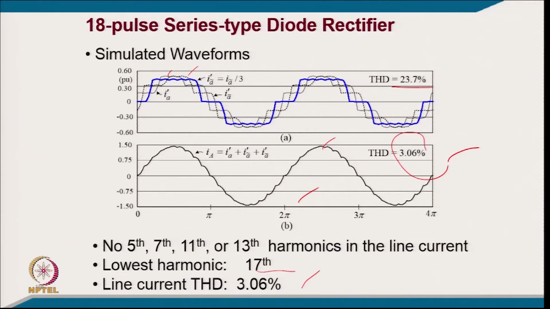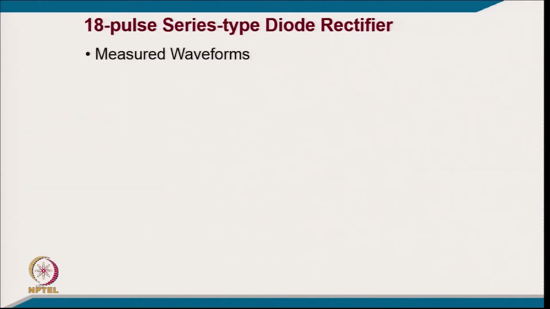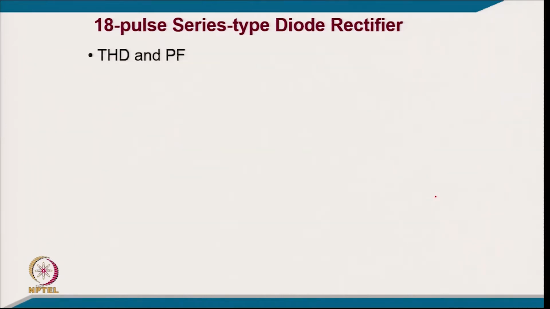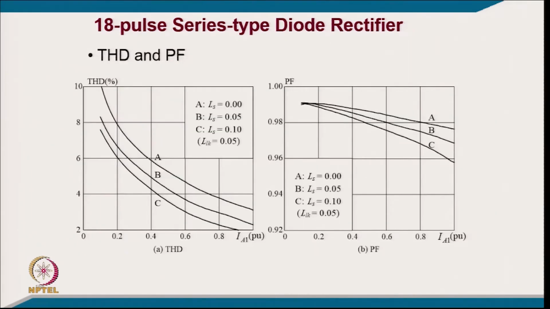The measured waveform is available: one 6 pulse, another 6 pulse, another 6 pulse, with a phase shift of 20 degrees from one to another and the third one, and how the total current comes out that way. This is for 6 pulse and this is for 18 pulse, experimentally observed. Here you can also see the effect on the THD as you increase the leakage reactance of the transformer, which you can call source impedance.